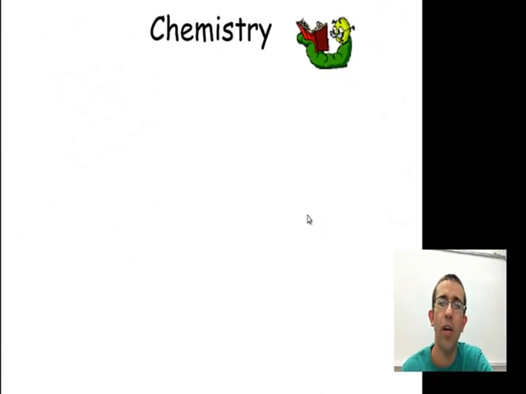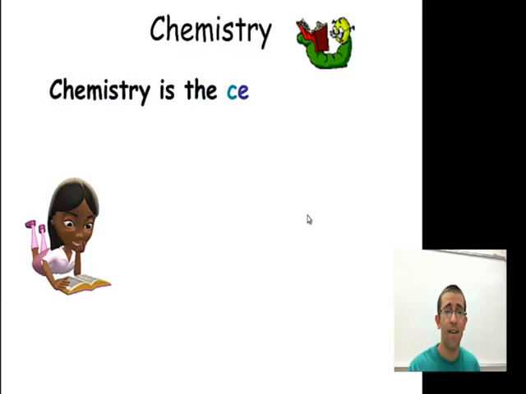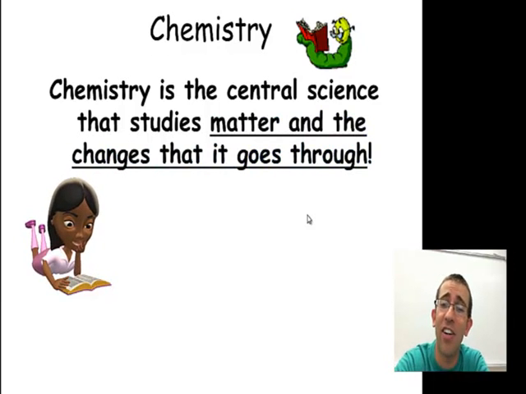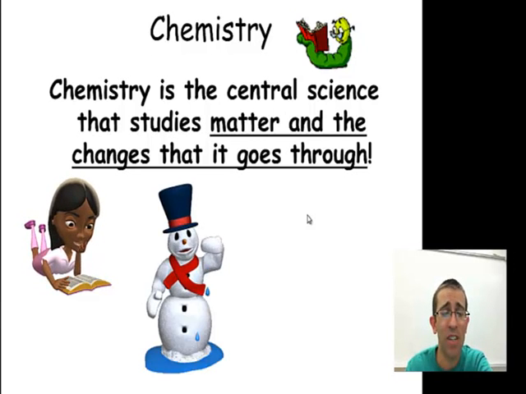Alright, here we go. We're talking about matter today in our books. If you're following along, it is chapter 3, and we're specifically going with 3.1 and 3.2. So matter. You should have your notes, you should be following along, and you should be writing down a whole bunch of stuff. So let's hope you're doing that. Here we go. Chemistry is the central science that studies matter and the changes that it goes through. Alright, and that's what this class is all about, chemistry.